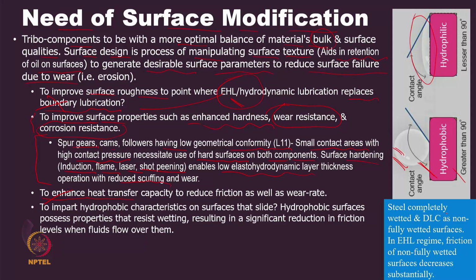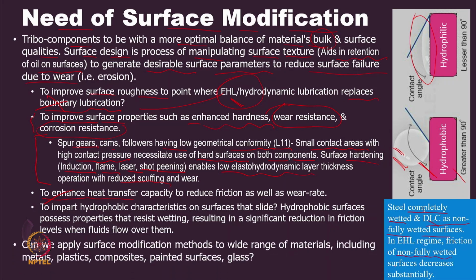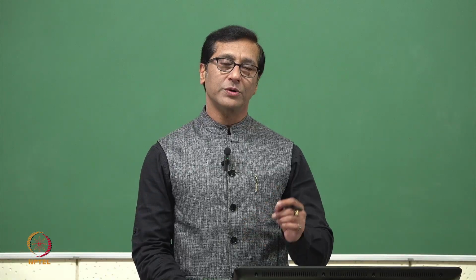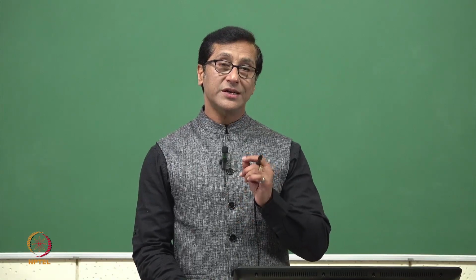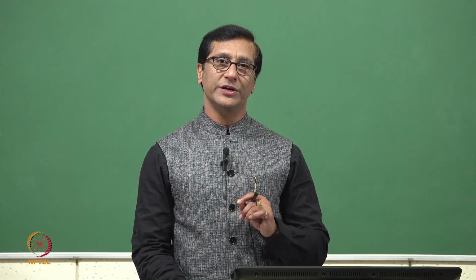And that has been mentioned over here. Steel is completely wetted, because steel wettability is much higher compared to DLC coating, which we'll be discussing in the next lecture. DLC is a non-fully wetted surface, and the friction of a non-fully wetted surface decreases substantially. So if you want to decrease the coefficient of friction, we can provide some properties to the surface so that the lubricant doesn't get spread on the surface, it remains in the form of droplets, and it will reduce the coefficient of friction.